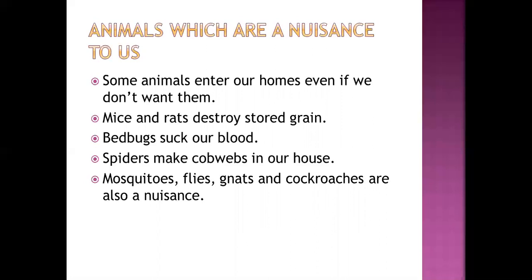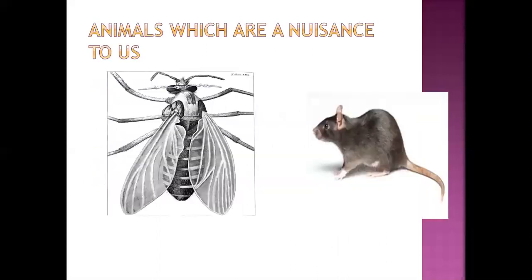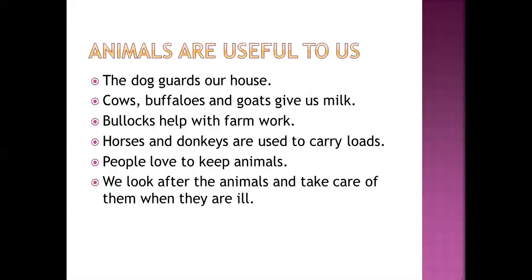So, the scientists usually have classified the animals into different categories according to the characteristics of animals. And let us see how they are doing this. Now, these are a few animals which are a nuisance to us. So, maybe the housefly or the gnat, the rats and mice around.